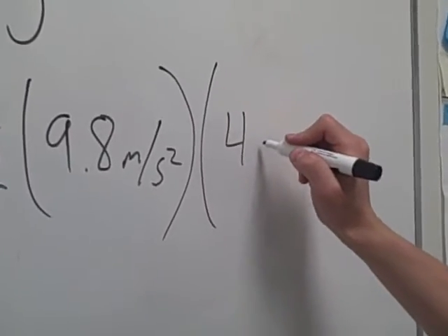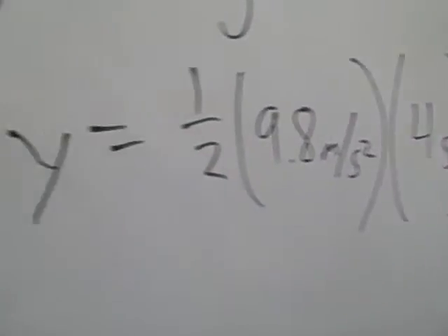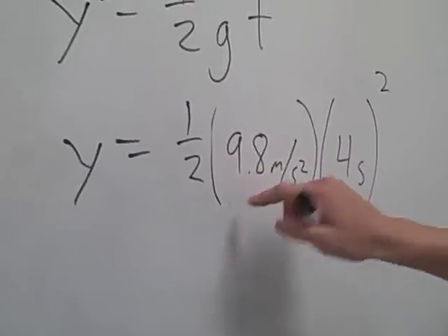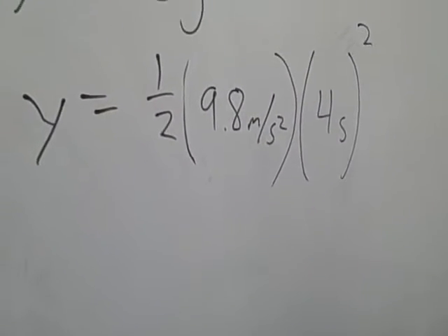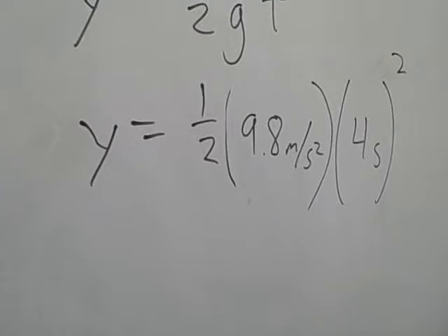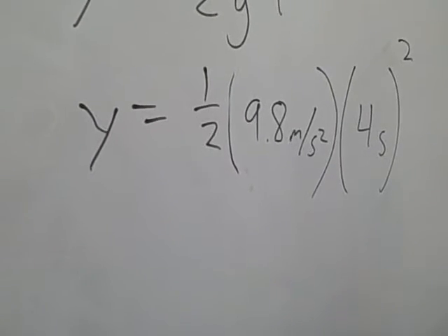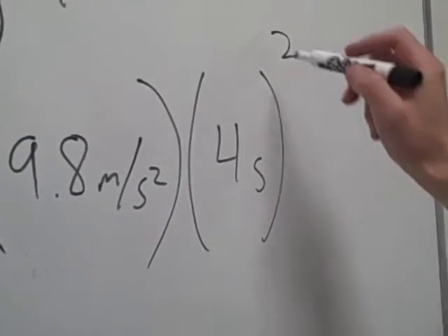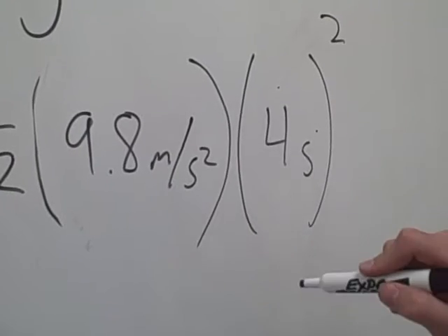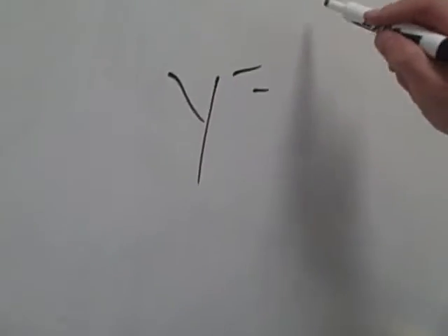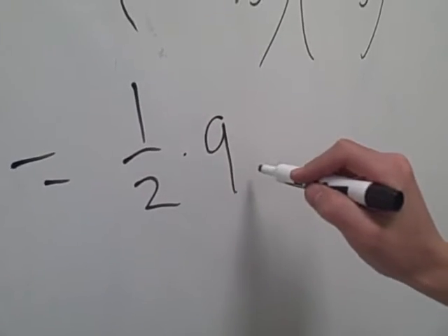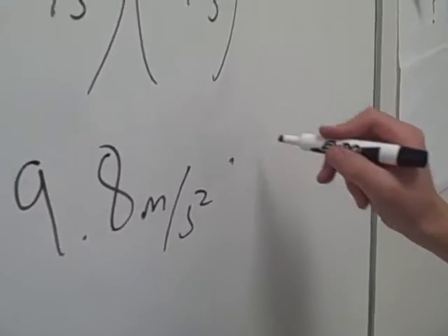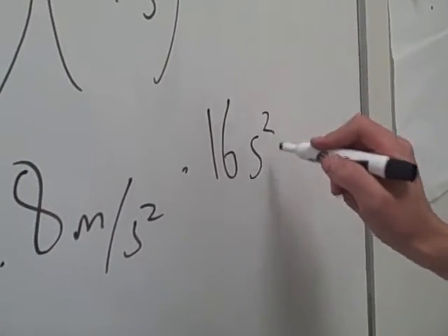times 4 seconds squared. What I did here was put these in parentheses to show that they're separate parts of the equation. Now, order of operations: we do parentheses first, then exponents. There's nothing happening in these parentheses, so we're going to square this 4 seconds. But we square the number and the units. So we get 1/2 times 9.8 meters per second squared times 4 squared, which is 16, and seconds squared.